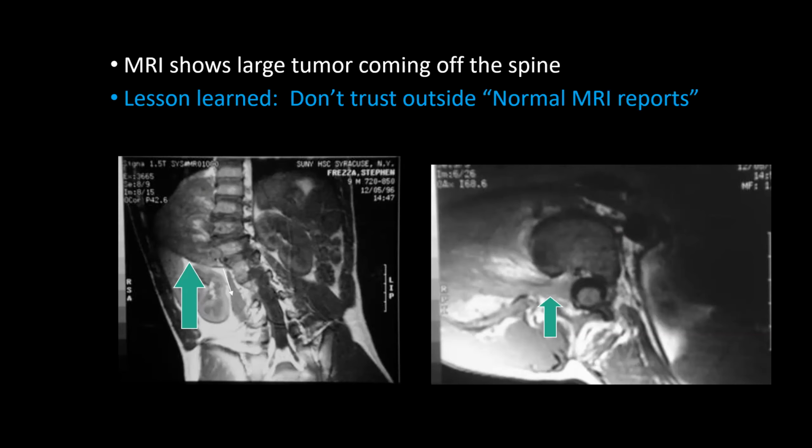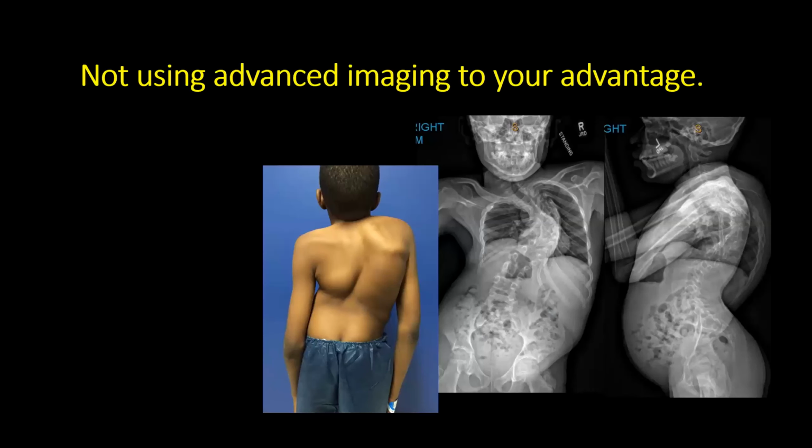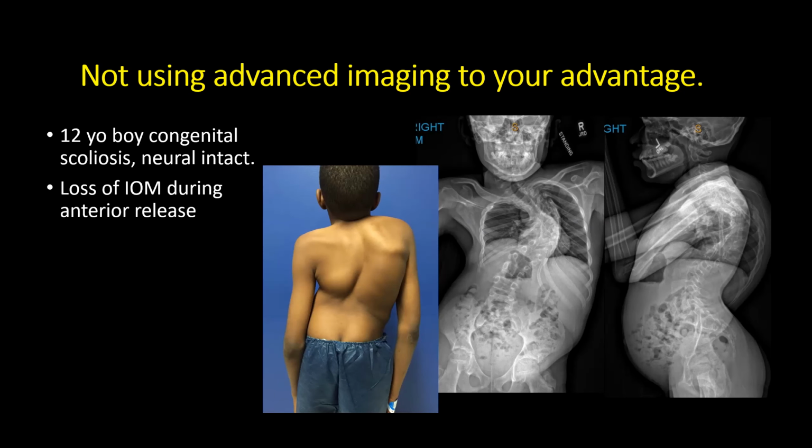So the lesson learned is don't trust outside normal MRI reports. And then we went back and looked at the plain film to see this retropleural soft tissue mass was there all along. And then finally, not using advanced imaging to your advantage: this 12-year-old boy with congenital scoliosis, neurologically intact, had loss of intraoperative monitoring during the anterior release.